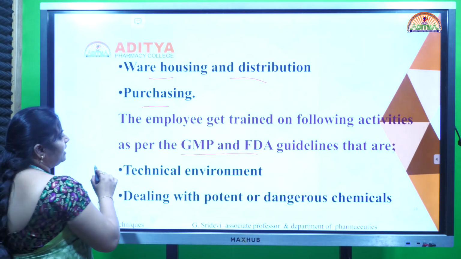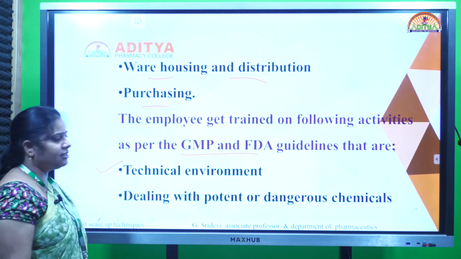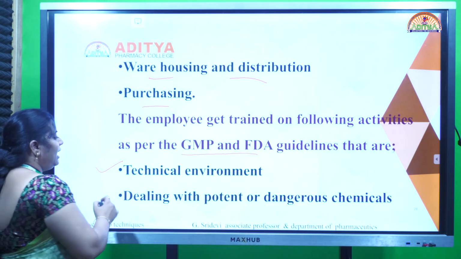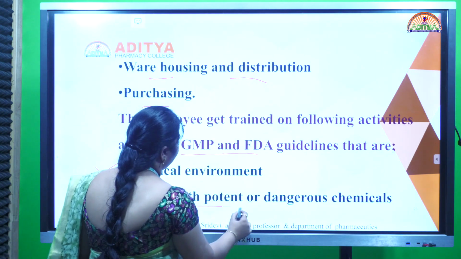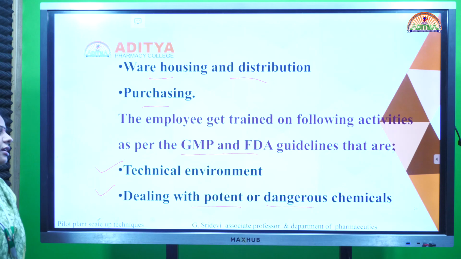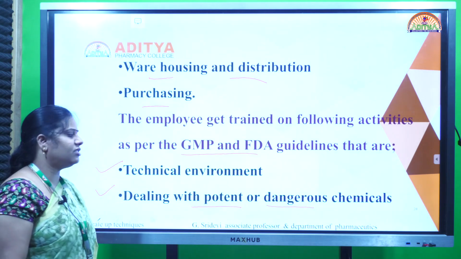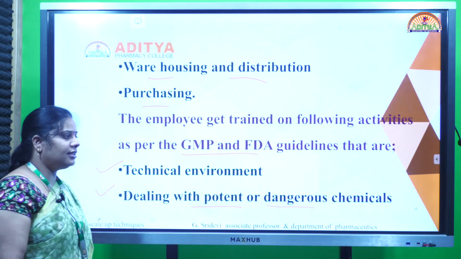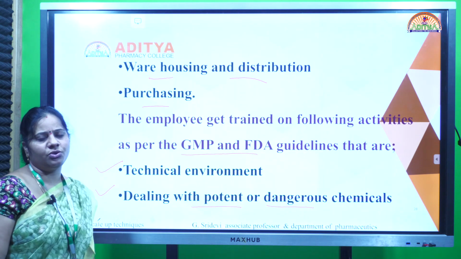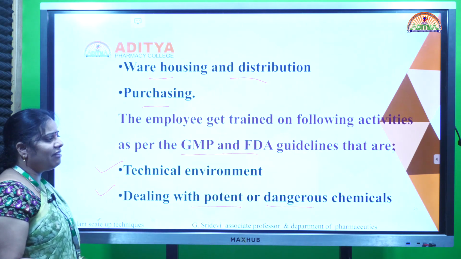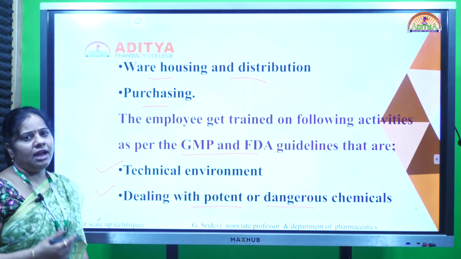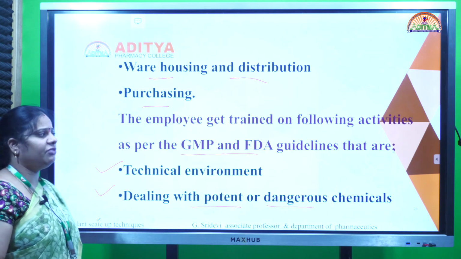In this, the first one is the technical environment. What type of technical aspects there are, and how much extent of knowledge is there, they are going to go through it. And the next one, dealing with potent and dangerous chemicals. Potent means elements which are highly efficacious even with a low dose, so they show a good action. Dangerous chemicals means anti-cancer agents, or elements that give toxic effects to the persons who are working. So they have to be aware of all this knowledge regarding toxic chemicals or potent substances, and know how to handle that type of substances.